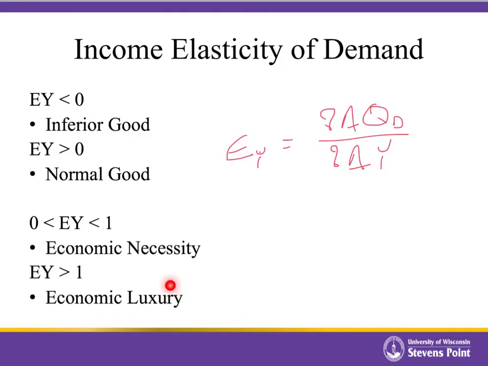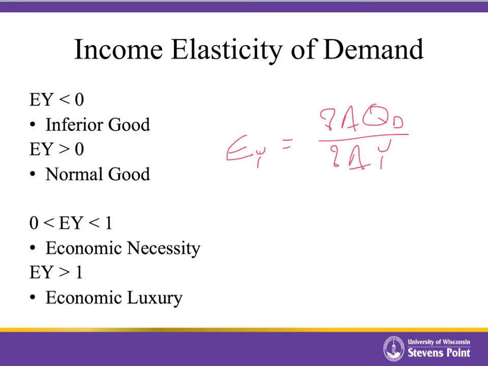Economic luxuries, though, on the other hand, when our income goes up, we're already satisfying most of our necessities, we're going to buy something perhaps more luxurious. Or when our income goes down, those are the first things that are going to go. And so we get a relatively large quantity demanded response, and so we might interpret that as being an economic luxury.